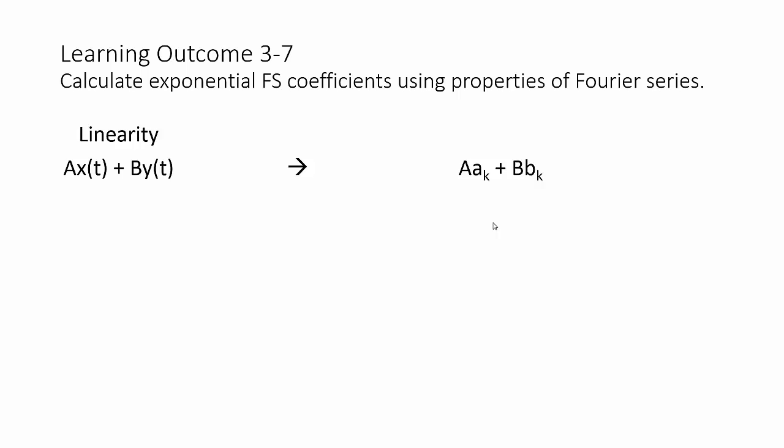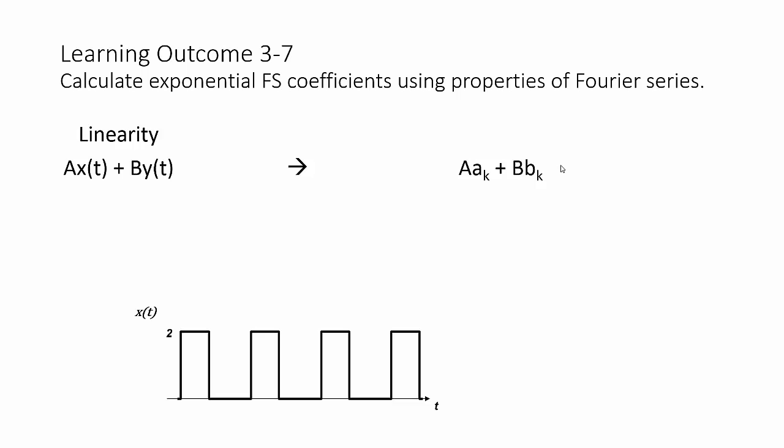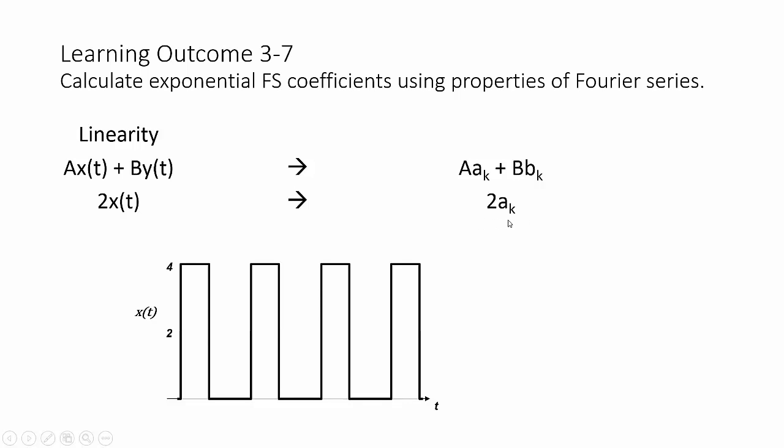The first property in the table is linearity. This says we can take a signal x of t and scale it, and a signal y of t and scale it, and we can add those two, and the coefficients for x of t will get scaled, the coefficients for y of t will get scaled, and those pairs will then be added. What you see on the inputs, what you see on the output: linearity, additivity, and scalability. Let's look at an example. If we have an x of t that has some coefficients a sub k, we want to scale that x of t by 2, the coefficients will be 2 times those original coefficients. We don't need to rerun the integral.